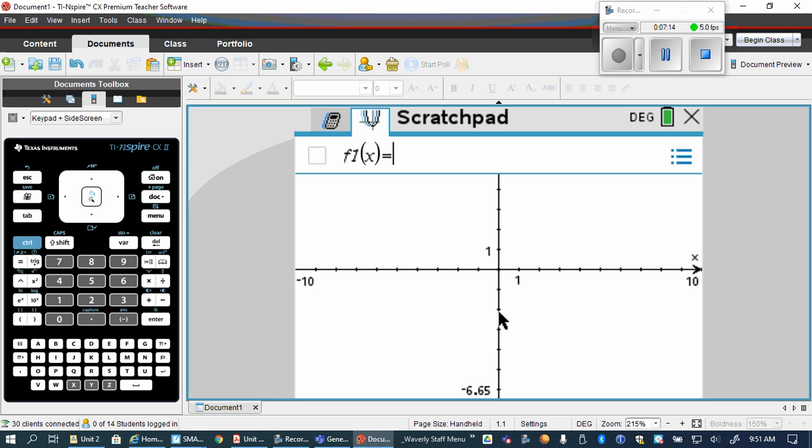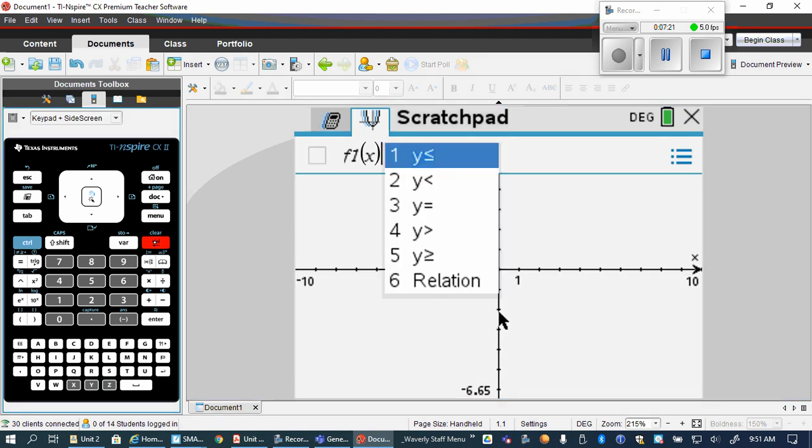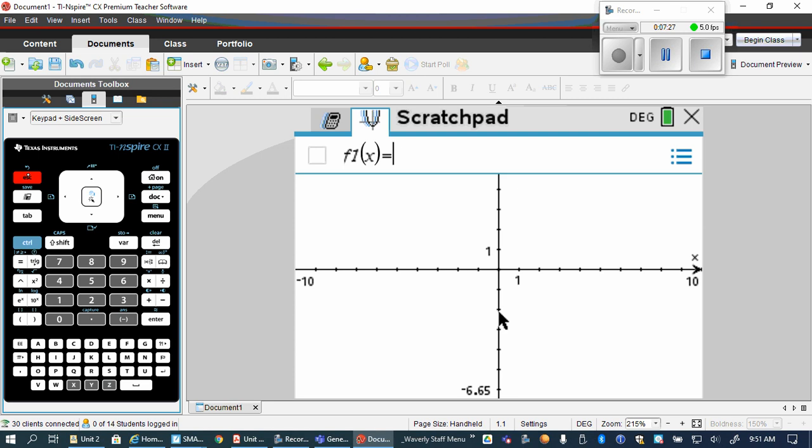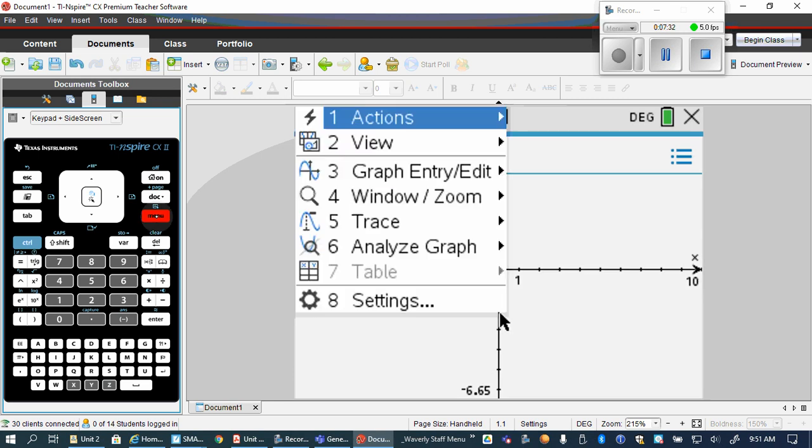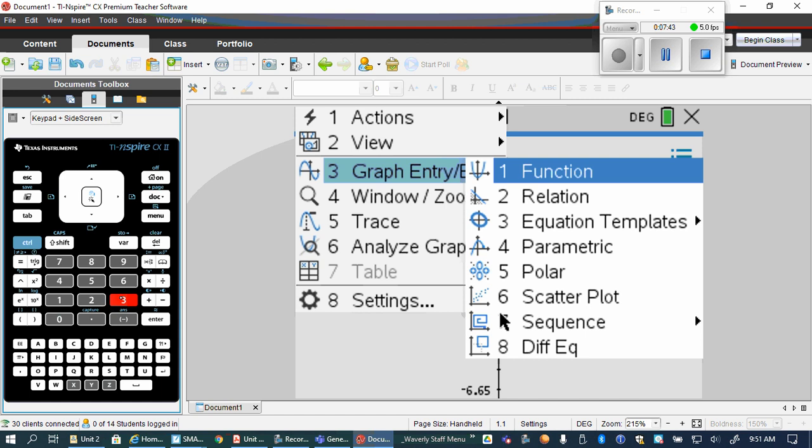So I can either hit the delete key to delete that equal sign, right? And you'll notice, what does number 6 say? Okay, let's hit escape for a second. There's another way to get into there. Hit escape. Now hit the menu button. You see choice 3 is graph entry, edit, pretty much where we just were. But now we can get some more options here. Function is the way it was, where it's f of x equals stuff, right?